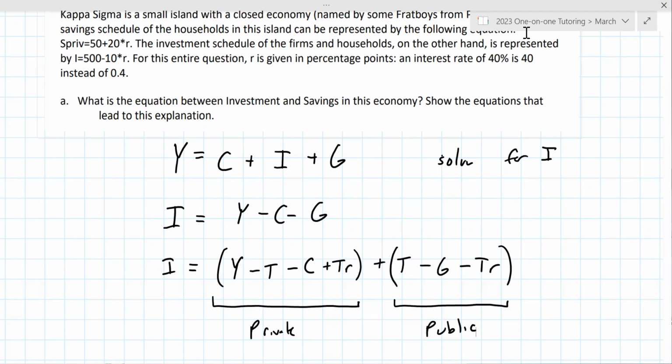I don't know why the TR is added. And there's no information about what the subscript means in this problem. Could it be tax revenue instead of spending? Yeah, that sounds reasonable.